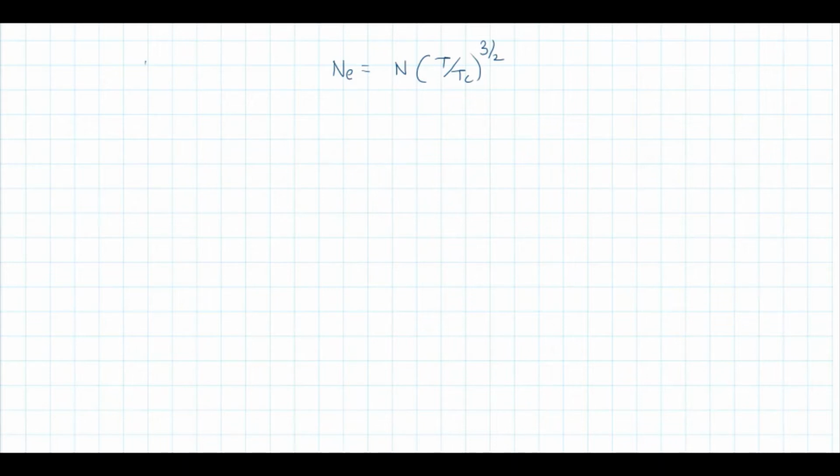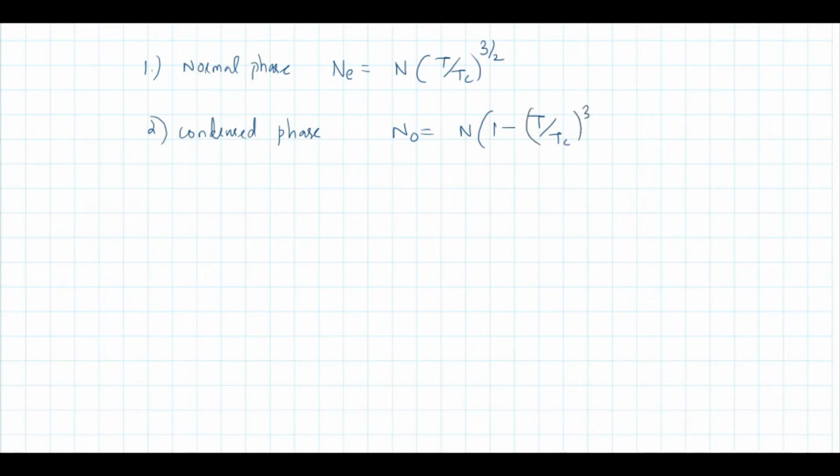And therefore, this is for the normal phase, this many particles in the excited states. Condensed phase with n0 equal to n into 1 minus T by Tc raised to 3 by 2. These many particles in the ground state. This is the condensed phase and this is the normal phase.